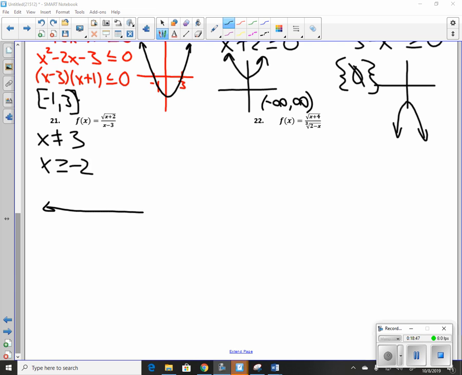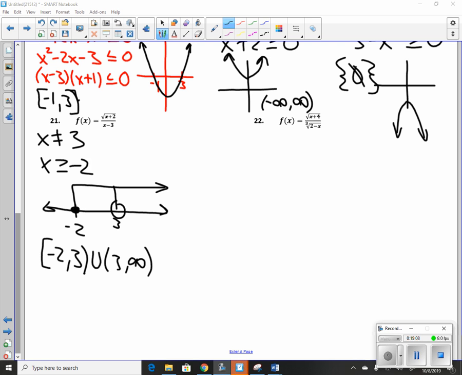So if you just think about what that would look like graphically, x is greater than or equal to -2, but x can't be 3. So that's the type of graph that we want to express. So we go [-2, 3) union (3, infinity).